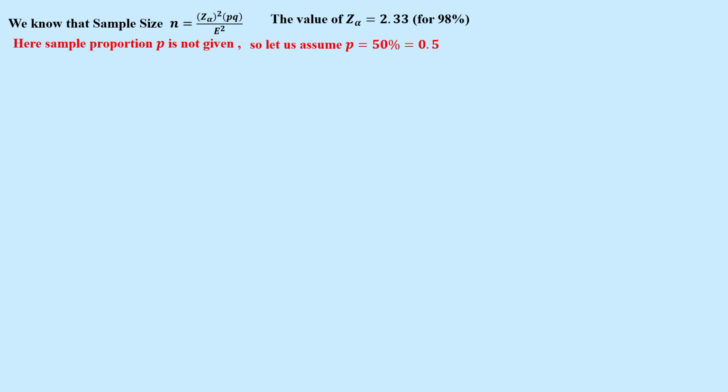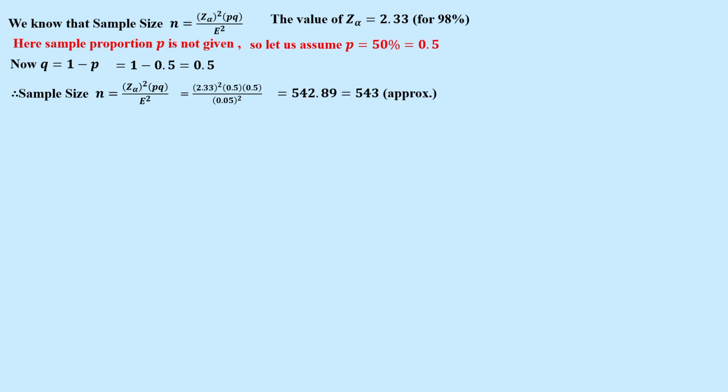Here sample proportion p is not given, so let us assume p is equal to 50%. Note that. So 0.5. So q is equal to 0.5. So sample size n is equal to z alpha value at 98%, 2.33 from the table, 2.33 square, 0.5, 0.5 by 0.05 square, which is equal to 542.89, approximately 543 sample size.